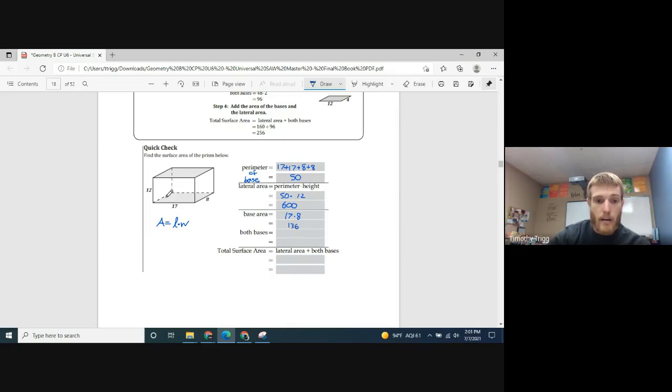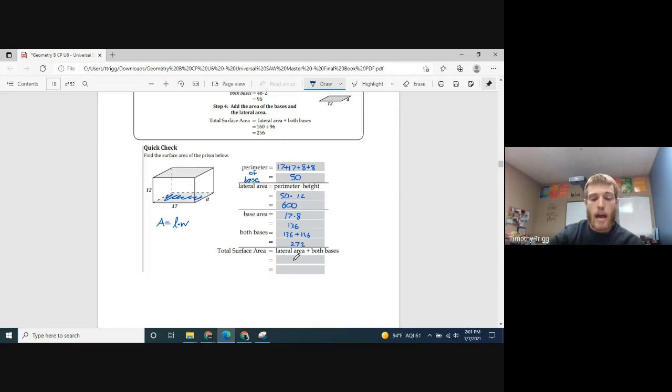Now that gives us the area of the bottom, right? But the top is the same, right? The area of the bottom and the area of the top are the same because those are congruent shapes. So for both bases, that's just the area of one of the bases times 2 because there's 2 of them. Or in other words, just 136 plus 136, the top and the bottom bases added together, which is 272.